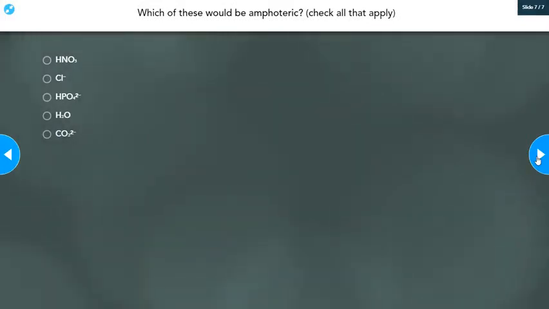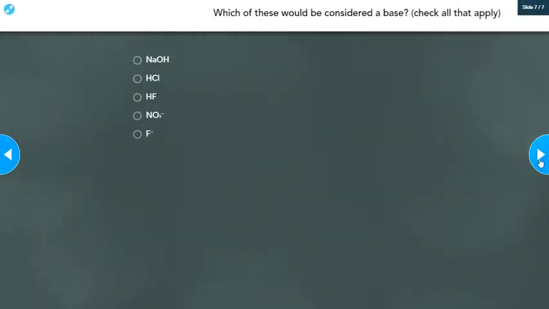Which of these would be amphoteric? We said that in order for it to be amphoteric, it has to have a hydrogen. So this would be fine. This would not work, there's no hydrogen. This would be fine. Obviously, water, that was our last example. And that does not have a hydrogen, so that would not work.